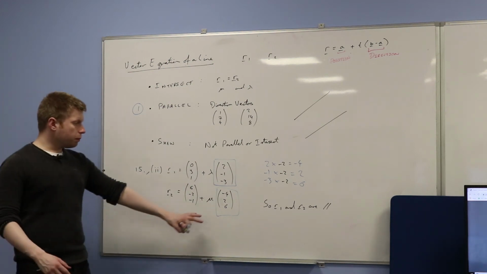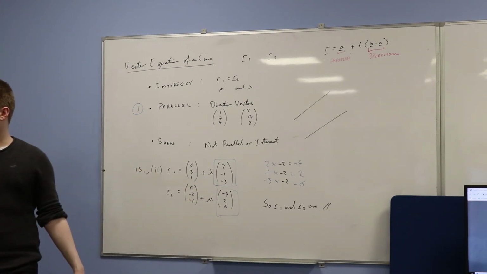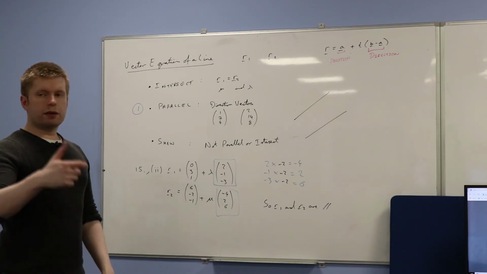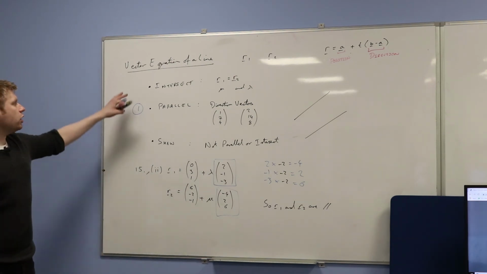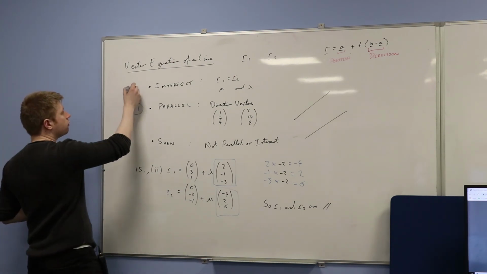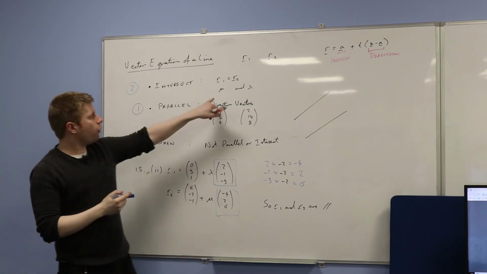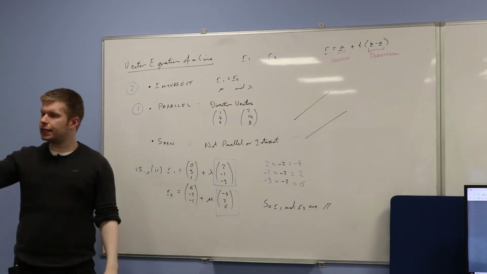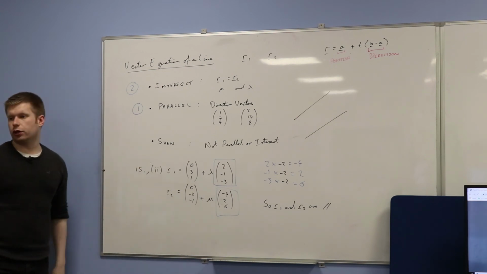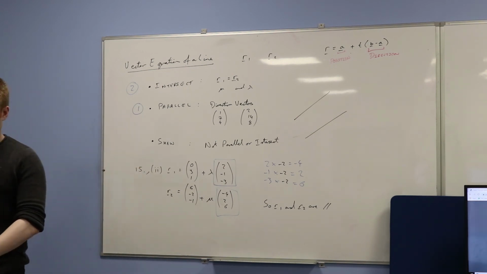Now, obviously, if they weren't parallel, for example in question 1, where you look at the direction vectors and they're not scalar multiples of each other, then you would check intersecting. If you couldn't find a lambda and a mu which works consistently, then you must note they are skew. Is that okay? Nice and easy?